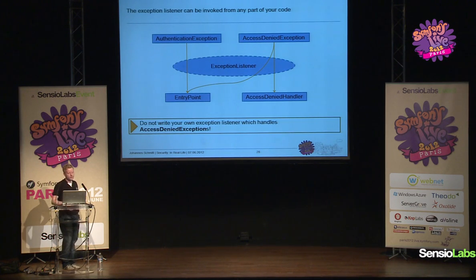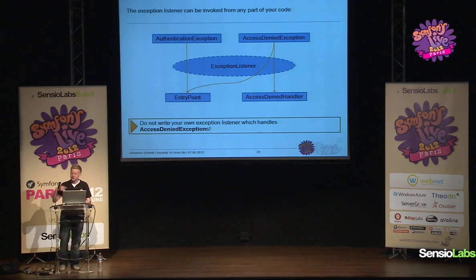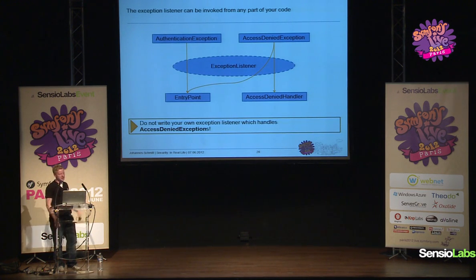So basically, what happens if access is denied? It always goes through the exception listener, which is listening to the kernel exception event, which is something from the security component. We have two exception listeners. One is from the security component, and one is from the HTTP kernel component. The listener from the security component checks for authentication exceptions or access denied exceptions. So some people might say, hey, you just use another exception listener and check for the access denied exception.